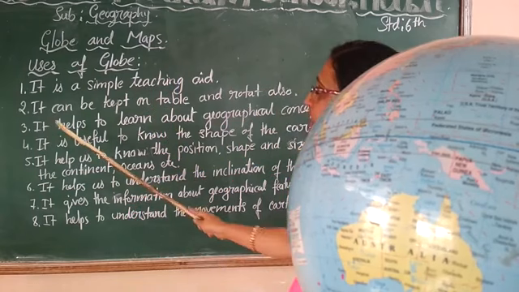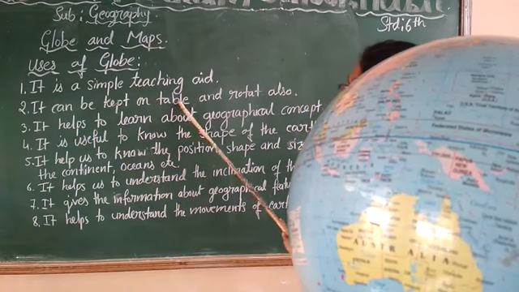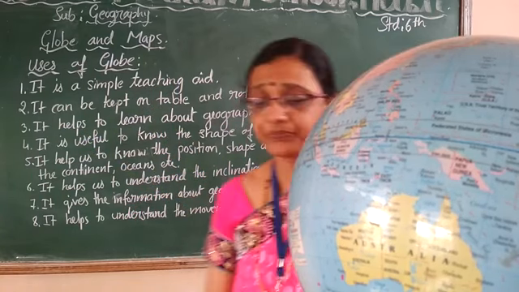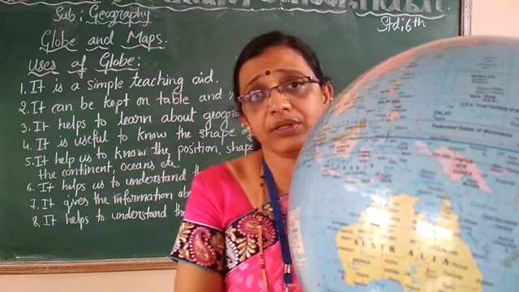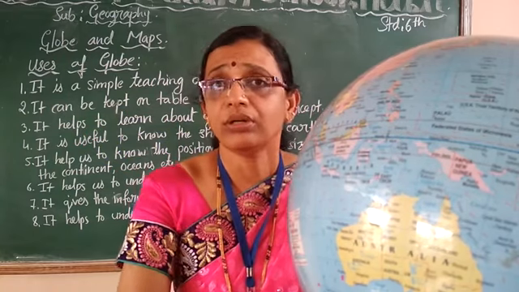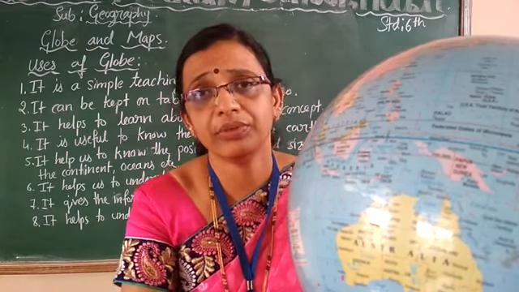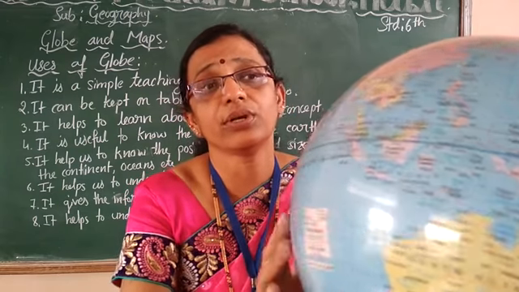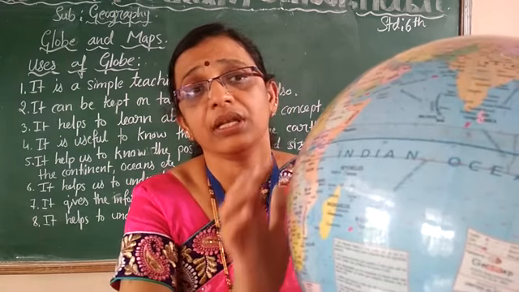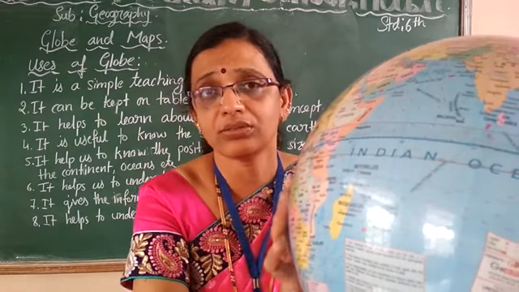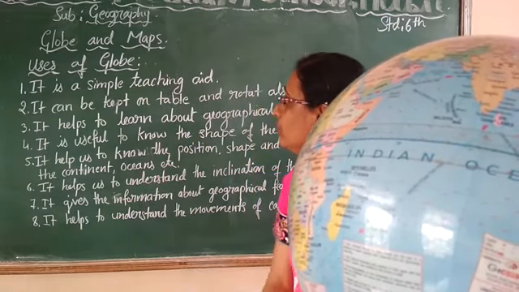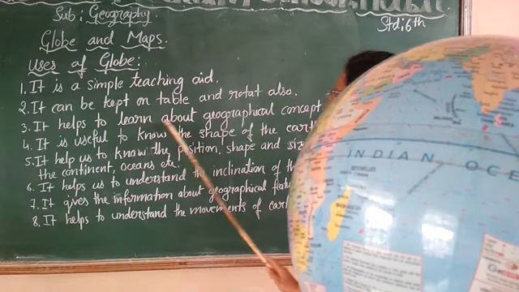Next, second one is it can be kept on the table and rotated also. See children, I kept it on the table only. So in the classroom, which class you want, we can take it, we can keep it on the table only, we can teach the children. Just by rotating, we can show the continents, any geographical features, all this one we can teach. Then third one, it helps to learn about the geographical concepts.